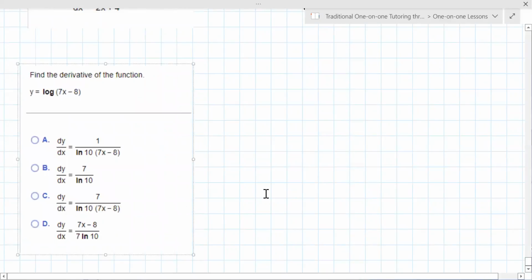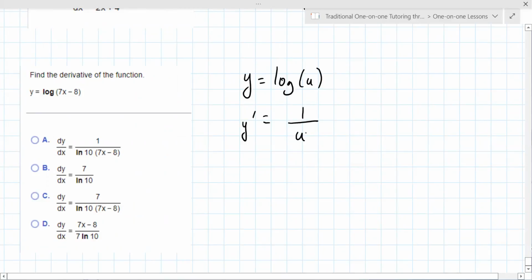Okay, find the derivative of the function. So log is a lot like a natural log. The derivative is always 1 over u times u prime, but it has this added little piece where you have to take the natural log of the base. And the base in this case is 10. When it's not written, it's log base 10.